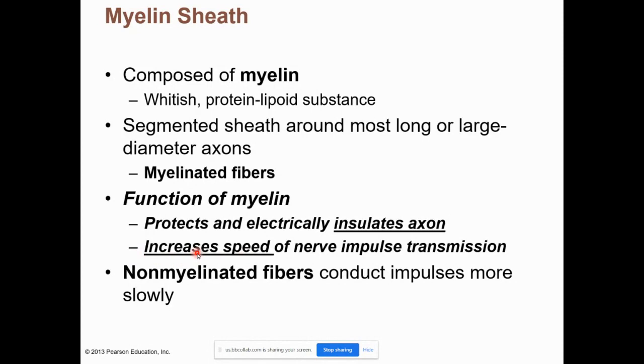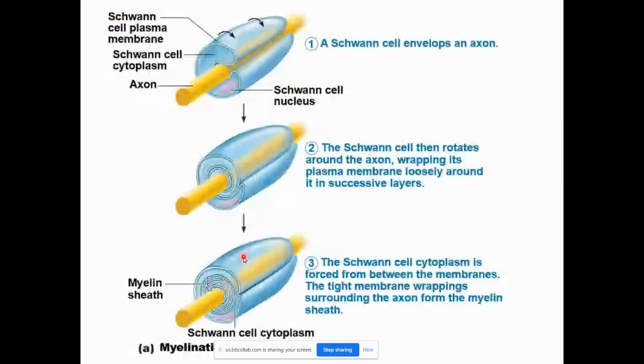So the white matter, which means myelinated, transmits information at a faster velocity, right? Increased velocity versus unmyelinated fibers. So non-myelinated fibers conduct more slowly, right? But myelin increases the speed of the action potential.